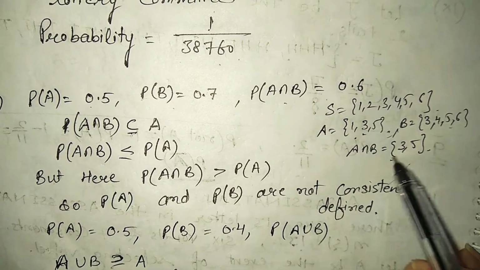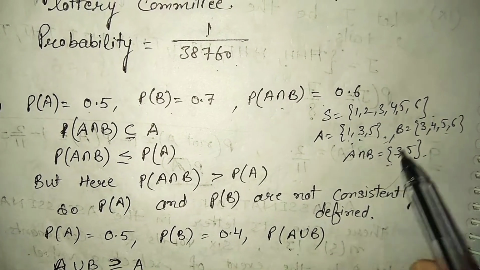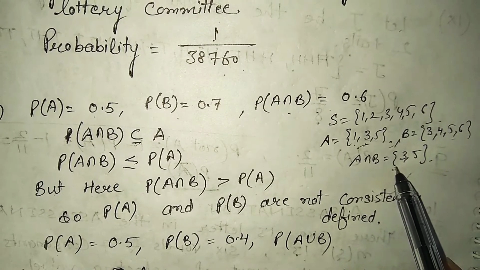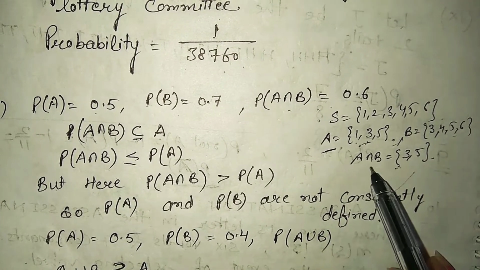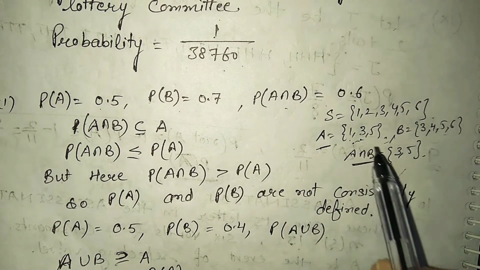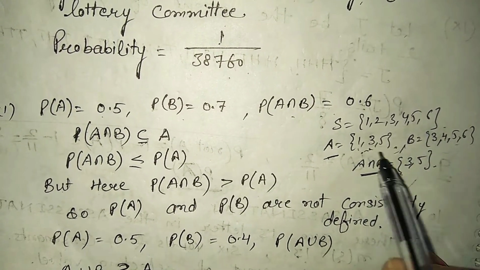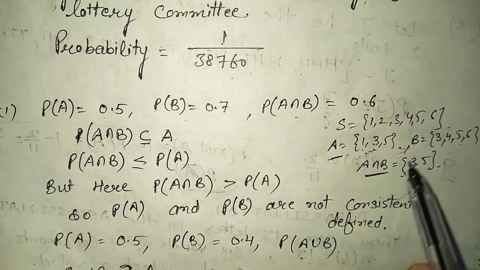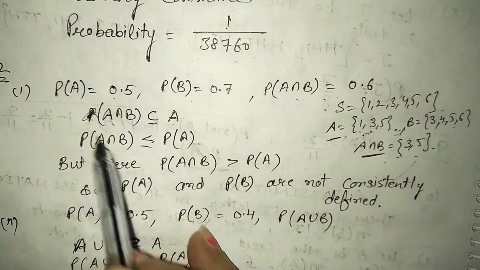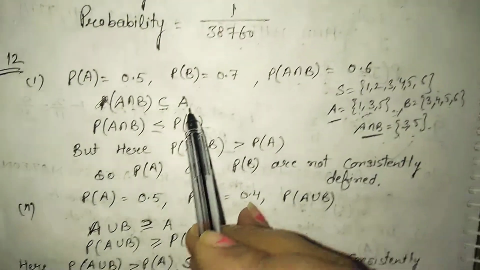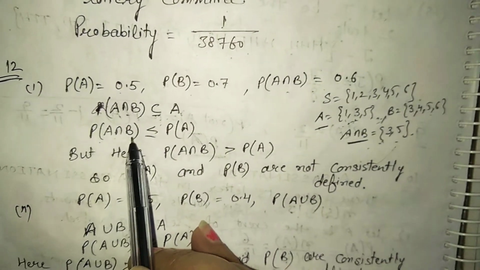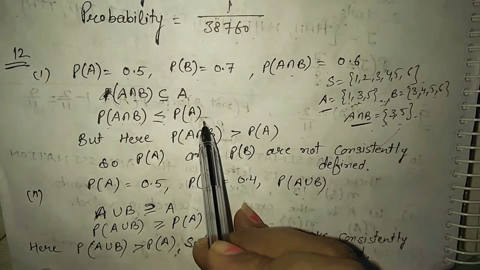Here the probability of A is 3 by 6 and the probability of A intersection B is 2 by 6. We know that 3 by 6 is more than 2 by 6. That means PA is greater than PA intersection B always. Or it can be equal if A is a subset of B, then A intersection B is equal to A. In this case, A intersection B is a subset of A, or equal to A. Then the probability of A intersection B is less than or equal to PA.